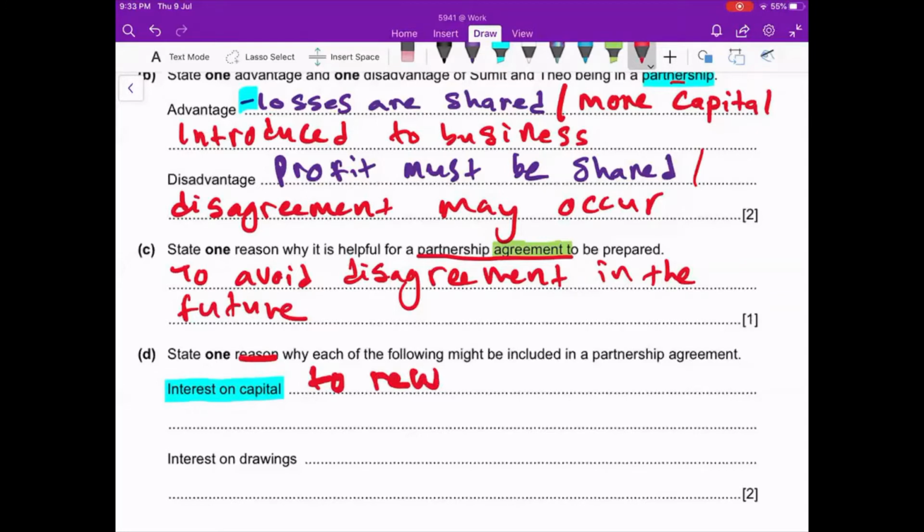to reward partners who invest more. So whenever you give interest on capital, each partner will have encouragement to give more capital into the business. It will encourage the owners to give more capital to the business so the business can grow bigger.